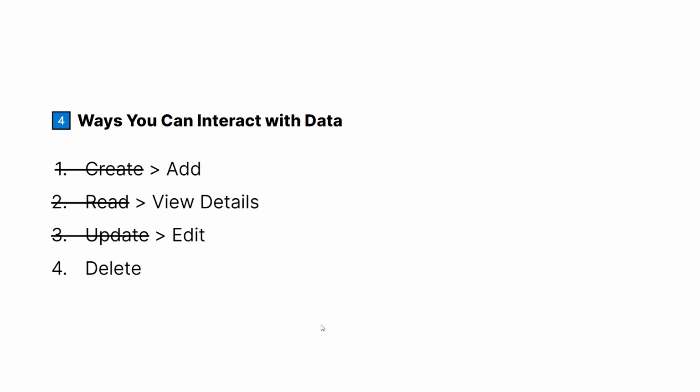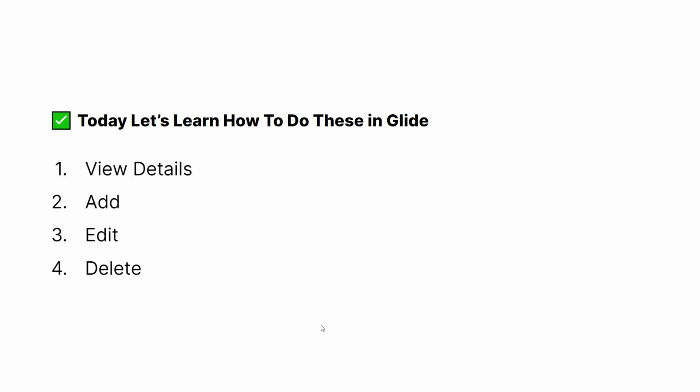So in this video, I want to show you how to do these 4 things. This is what we're going to learn how to do inside of Glide. And I'm reordering them a little bit just because it makes more sense that way. So we're going to first look at view details, then adding, then editing, then deleting, all inside of Glide. And I'm going to show you all the different ways you can do this so that you have a firm foundation to start interacting with data inside of your Glide app.